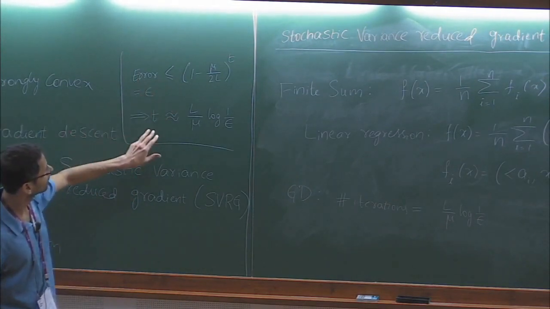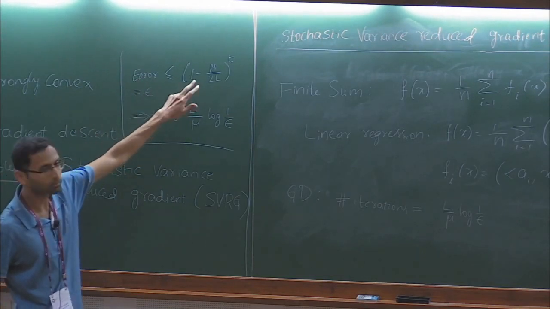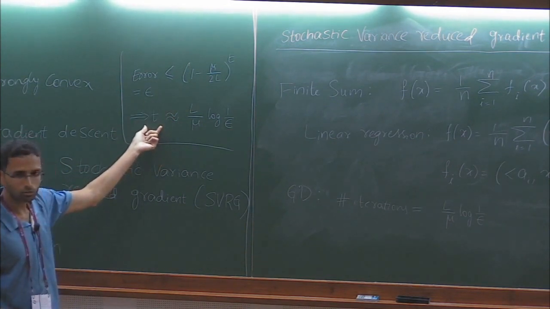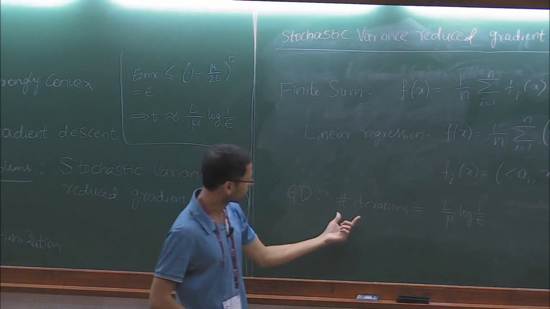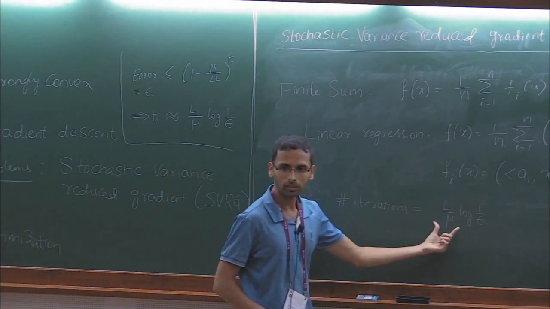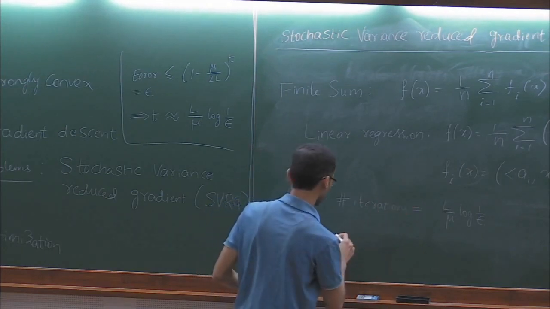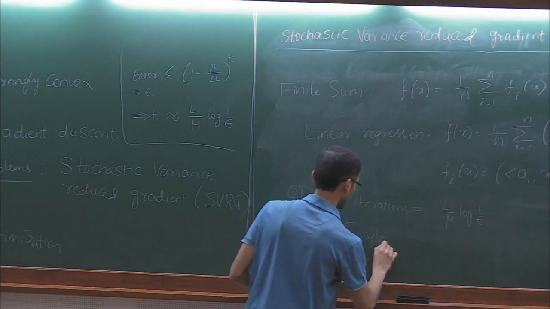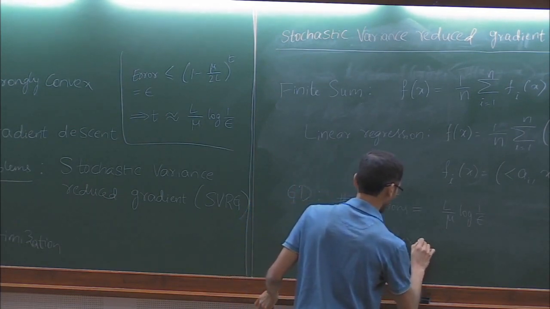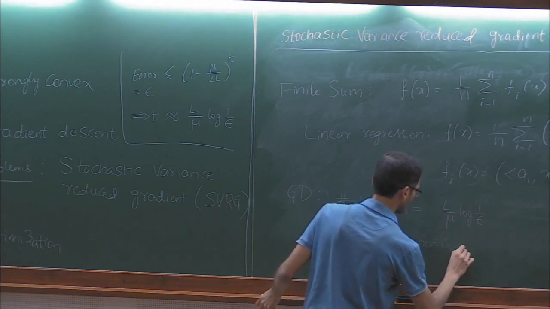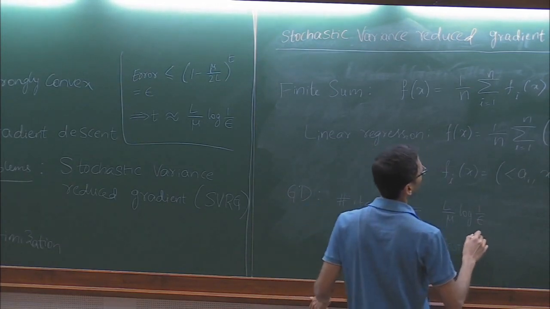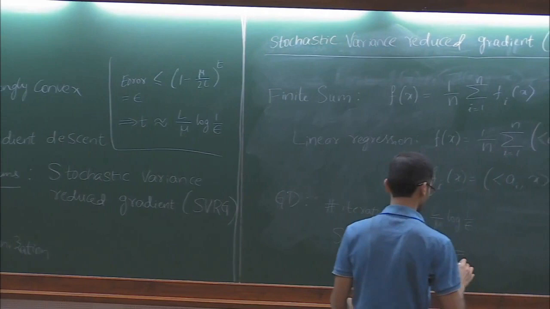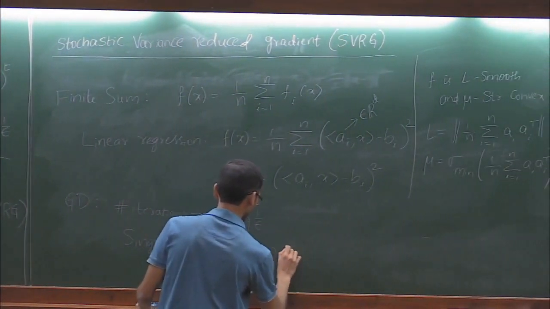That was basically the error as a function of the number of iterations. I'm just reversing it: if I want epsilon suboptimality, what is the number of iterations I need to compute? And the number of iterations for gradient descent is L over mu log 1 over epsilon. And the amount of time taken to compute a single gradient step, let's say each of these a_i is in R^d, is n times d.